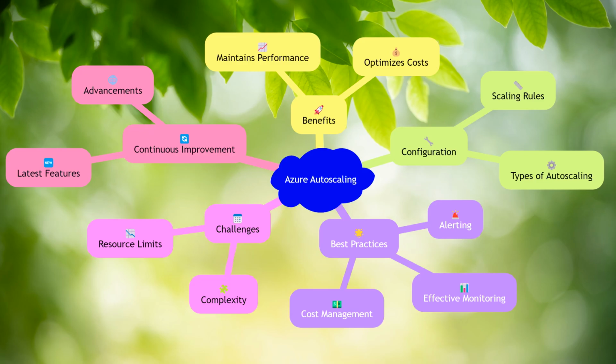Autoscaling is a powerful feature in Azure that helps in maintaining application performance and optimizing costs. By understanding the different types of autoscaling, configuring appropriate scaling rules, and following best practices, you can ensure that your applications handle varying workloads efficiently. While there are challenges, effective monitoring, alerting, and cost management can help you overcome them. As Azure continues to evolve, staying updated with the latest features and advancements will enable you to leverage autoscaling to its full potential, ensuring the success of your applications.